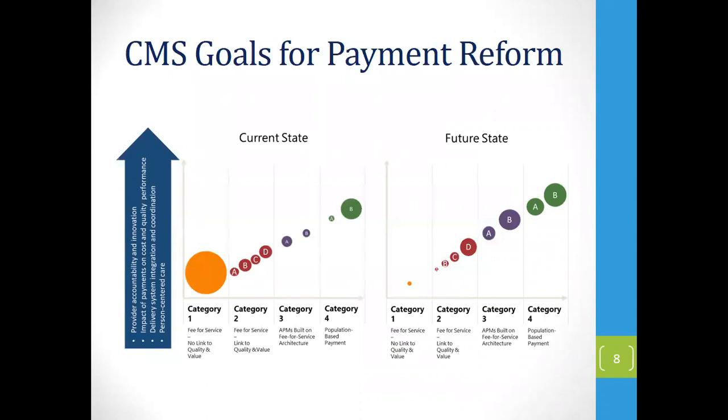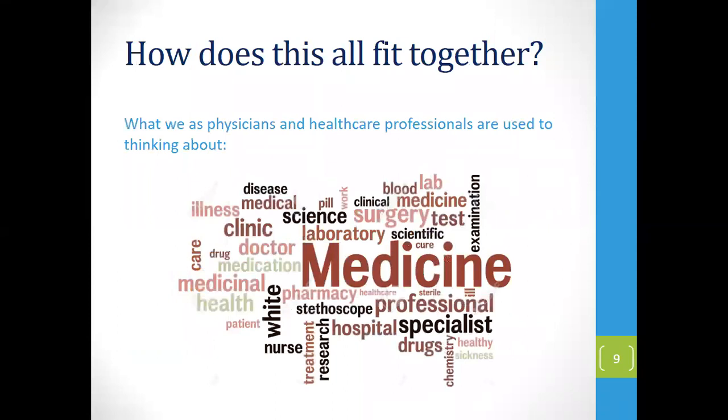So less fee-for-service with no tie-in to quality and value. There may always be some of that, but it's going to shrink substantially, and more and more of the payment is going to get driven upstream to population-based or alternative payment models, where you have to think more about higher quality and lower cost, and your payment's going to be tied to that. So that's the CMS goal of this payment reform: better patient-centered care, more accountability, more innovation, more trying to provide better care in those ways. So how does all that fit together?